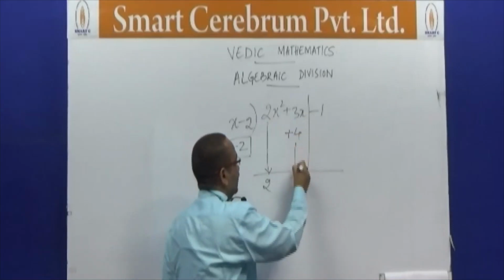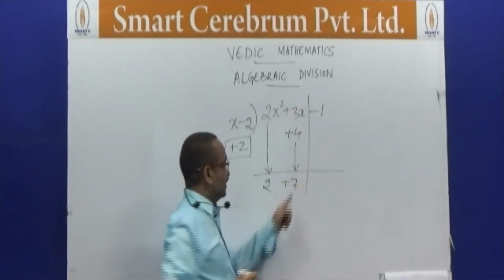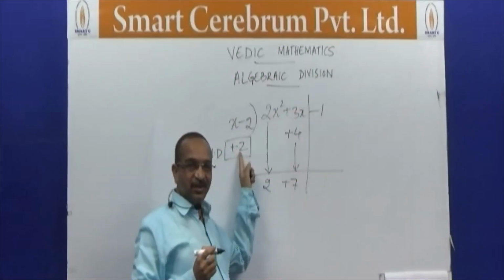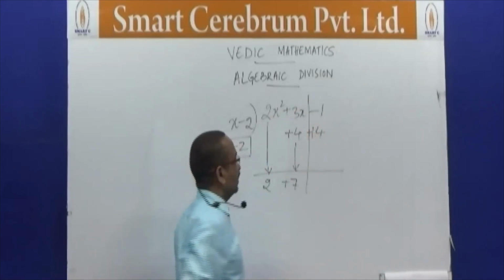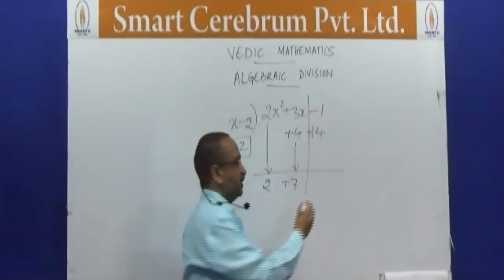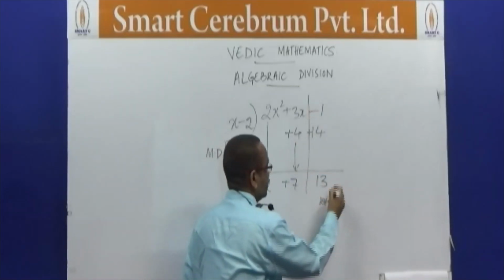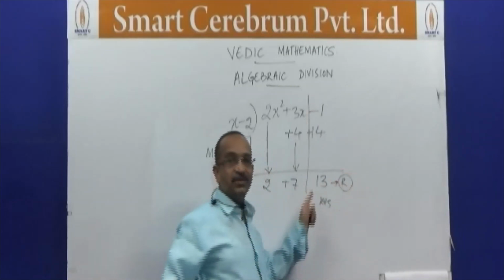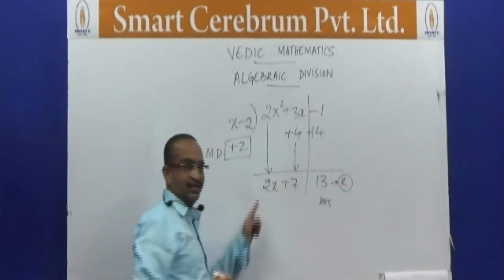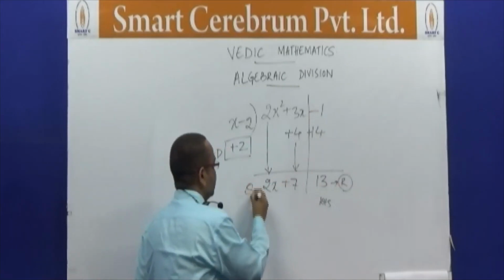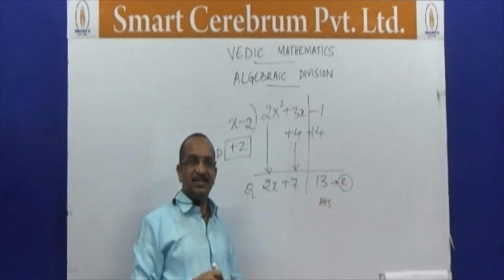Then again, add them. That is 3 plus 4 is 7. So it is plus 7. Again the same thing, multiply this with the modified divisor, that is 7 into 2 is 14, plus 14. Now add them, plus 14 minus 1 is 13. That's all. Whatever you get on the right hand side is your remainder, that is 13 is your remainder. Here, leave this as the constant term and go on increasing the degrees, that is 2x. So my quotient is 2x plus 7 and my remainder is 13. That's all. A simple example.